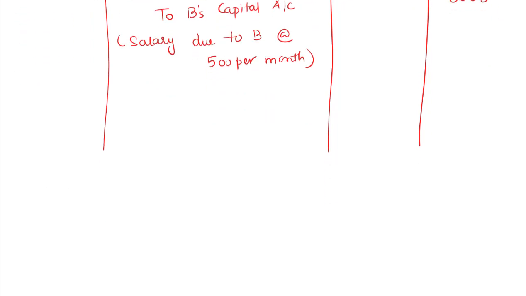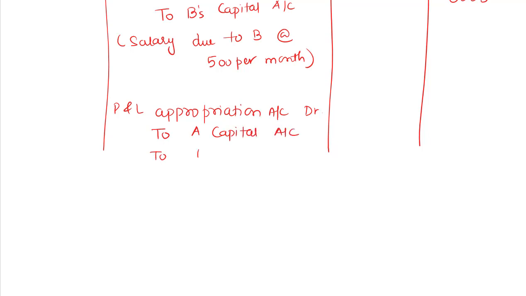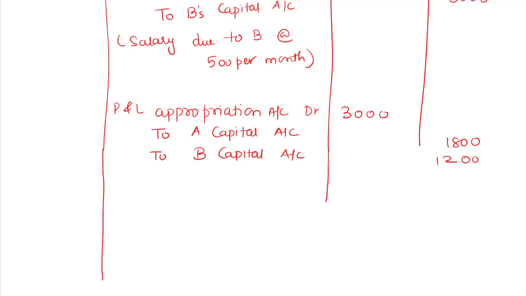Next, profit and loss appropriation account, debit to A's capital account, to B's capital account, $1,800, $1,200, $3,000, for the distribution of profit.